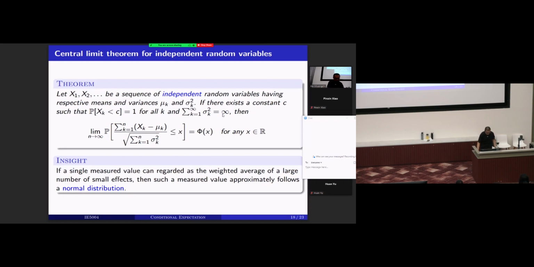So this is an important insight from the central limit theorem. I just summarize it here. If a single measured value can be regarded as the weighted average of a large number of small effects, then such a measured value should approximately follow a normal distribution, right? So this is another interpretation of the central limit theorem.